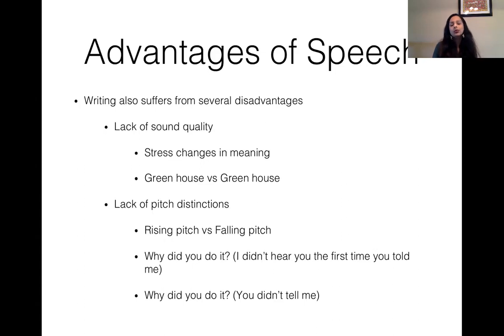But obviously, there are also advantages for speech and disadvantages for writing.